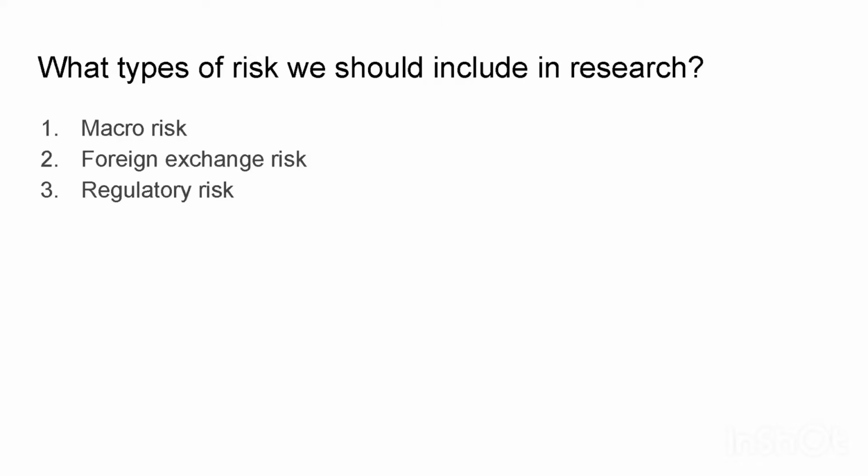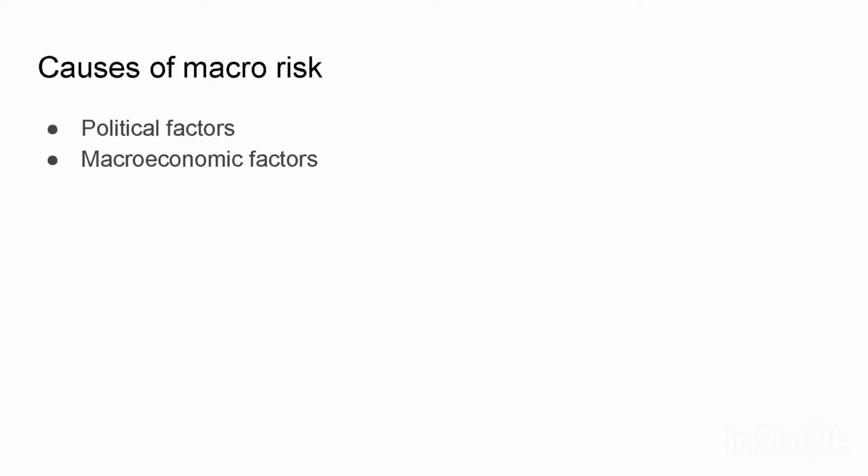There are three main types of financial risks: macro risk, currency risk, and regulatory risk. The main and most important is macro risk, because it impacts all classes of financial assets in a region or country, and therefore impacts all the businesses working there. Macro risk is divided into political factors and macroeconomic factors.